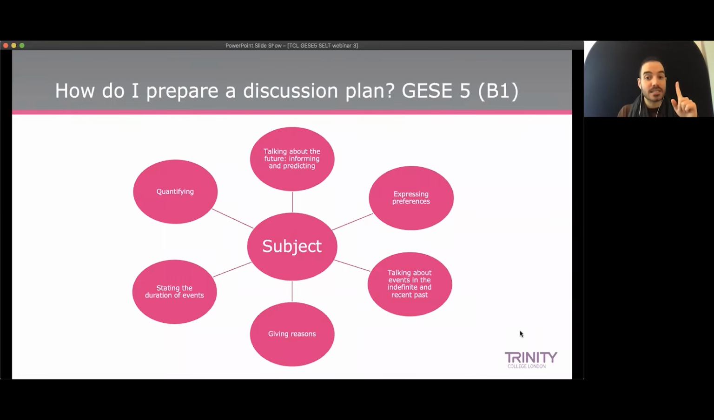If the subject is festivals, what is a question that the examiner might ask to help us talk about the future? Can you type in the chat box a question the examiner might ask to help us talk about the future, not the past, not the present, something about the future?